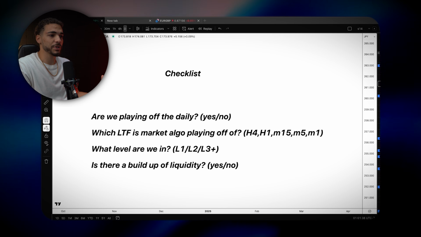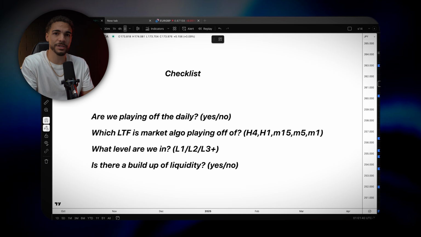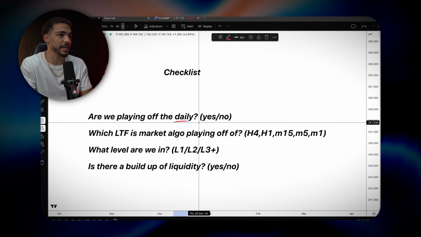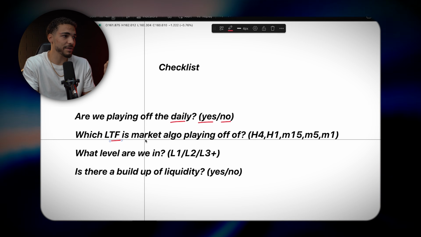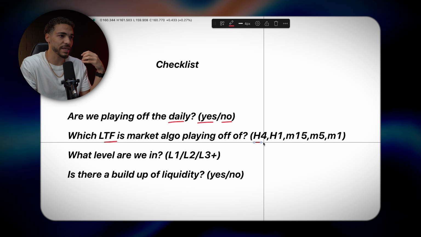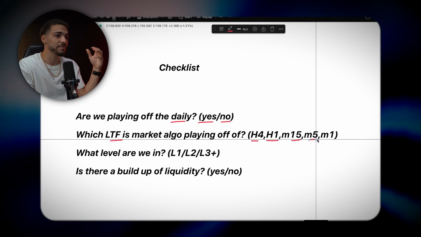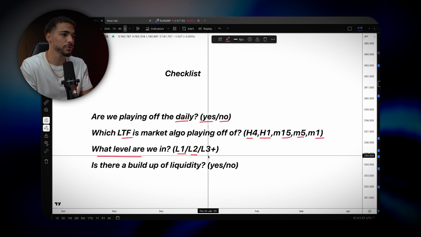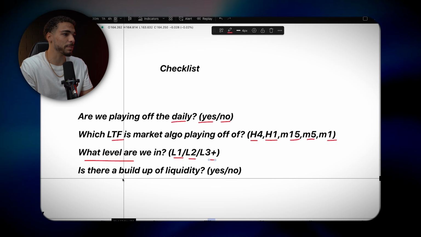And just to summarize this for you guys, these are the questions that you should be asking yourself every single time you're looking to do top-down analysis. Are we playing off the daily? Yes or no? Which lower time frame is the market algorithm playing off of, whether it's the hour 4, 1, minute 15, 5, or even minute 1? Which level are we in? Is it a level 1 order, a level 2, or a level 3? And is there a buildup of liquidity?